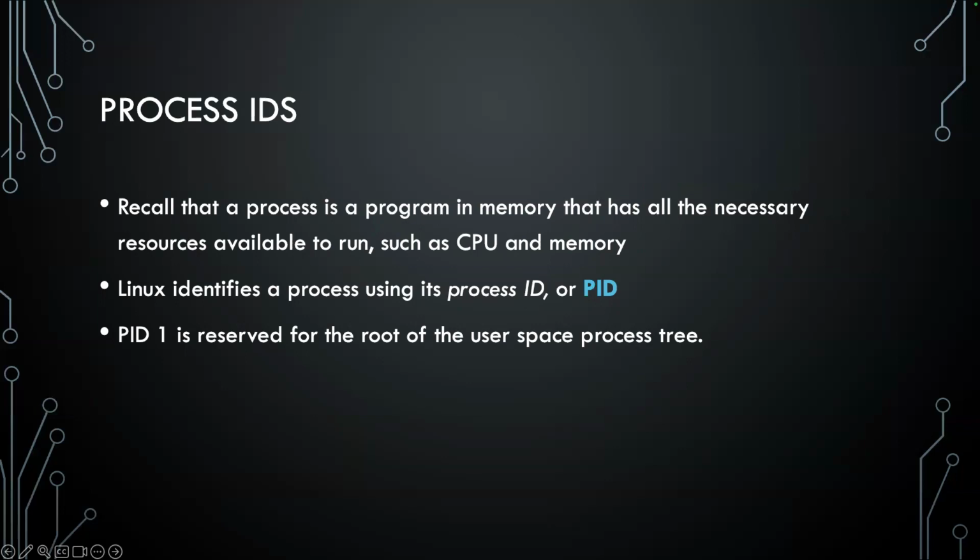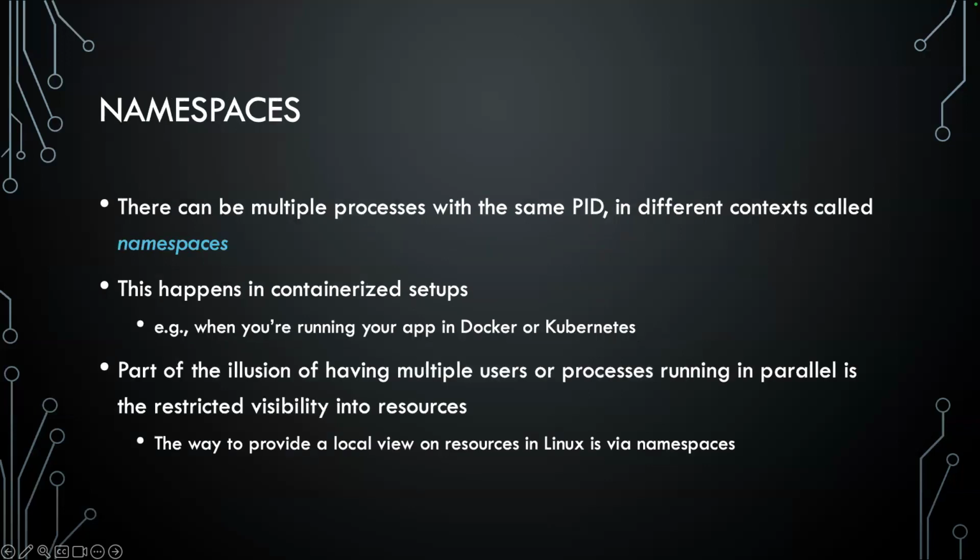And the really weird thing about Linux and about computing in general is that if this is at the root of your user space, it might be a surprise that multiple processes can have PID 1. That seems really weird, right? How could multiple processes have the exact same top priority? And the way that we do that is through something called namespaces.